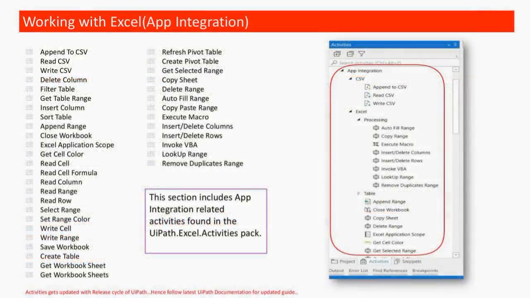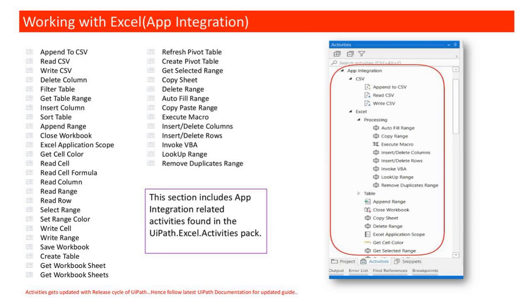And if you look at how many activities are available, you will see that a lot of activities are available for Excel to perform all of these tasks. You have read CSV, write CSV, filter table, append range, read cell, read column, read range, read row. So all these things depend on what kind of automation you are trying to build. Say, for example, you want to copy paste a range. Copy paste range is one activity that is available.